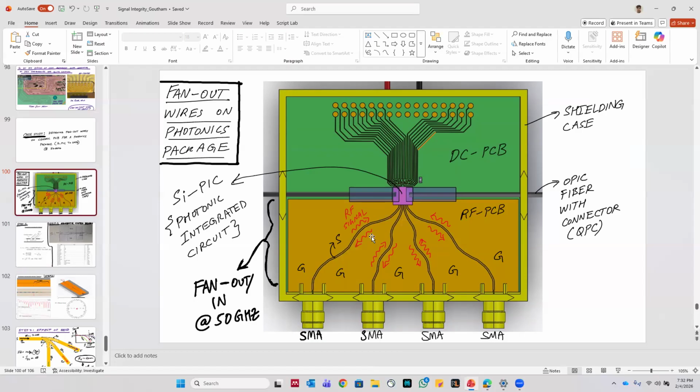But at the same time, if I curve them at a very sharp radius of curvature, then the signal is going to radiate out, right? So I need to curve it gradually. I need to taper it. And at the same time, I need to make sure the lengths are the same, right? So that's the challenge here.